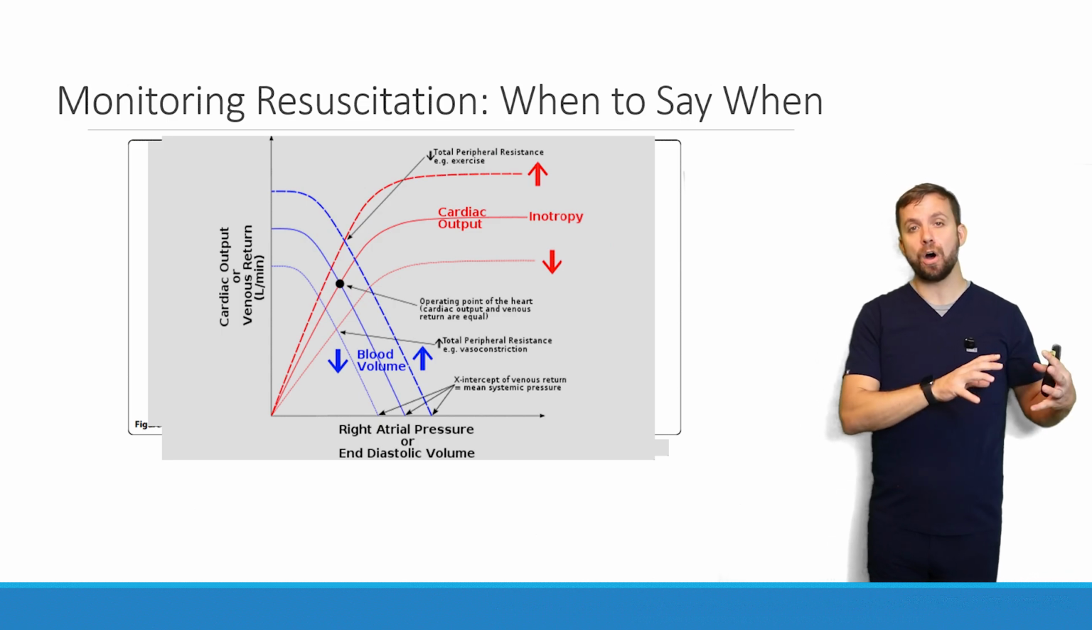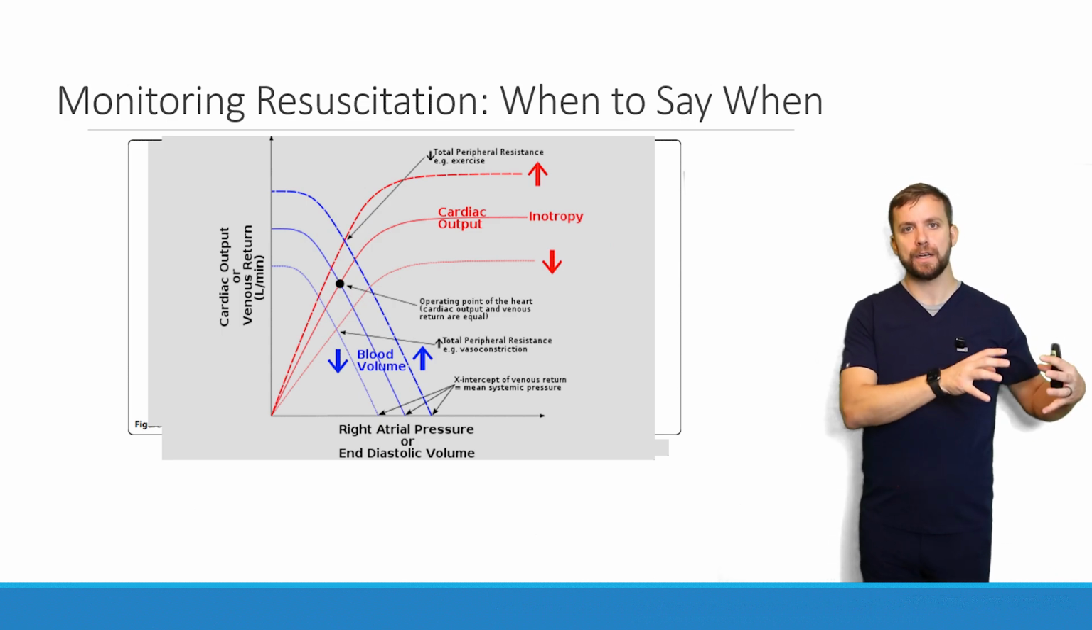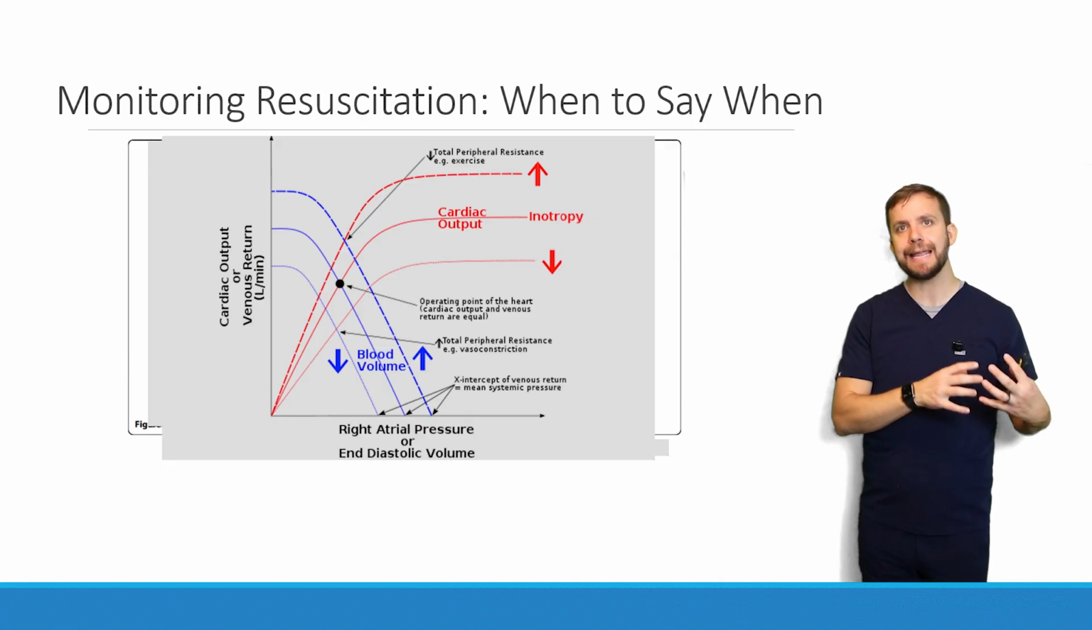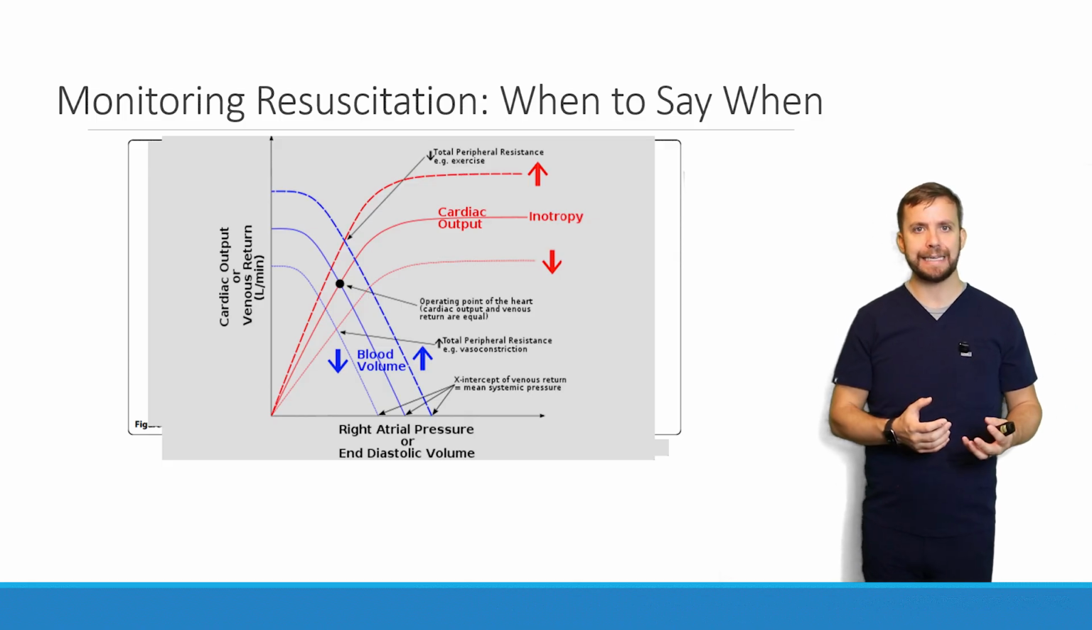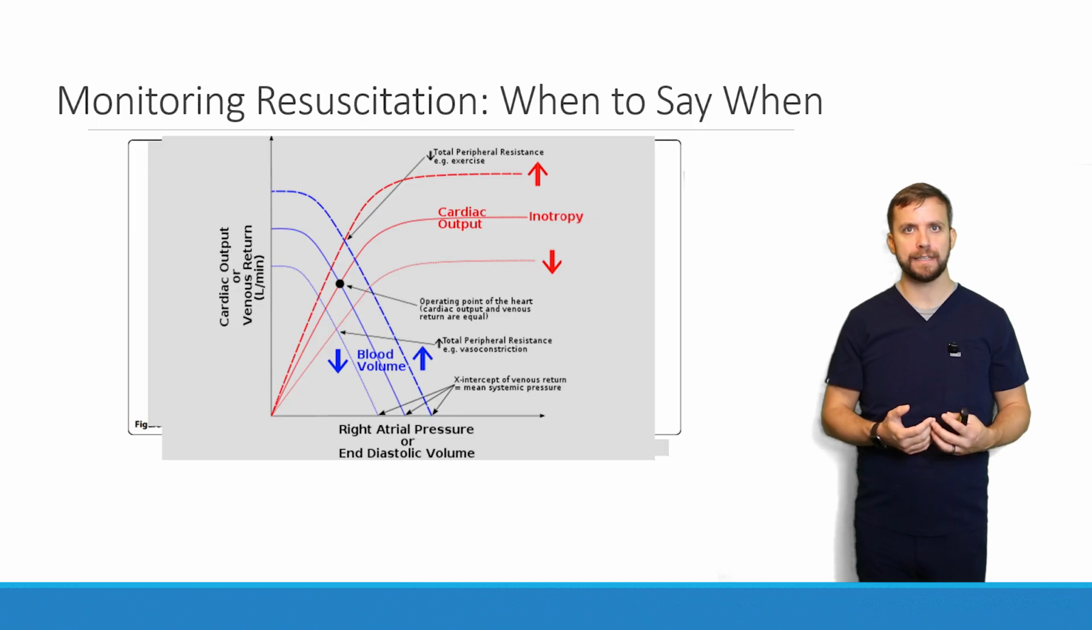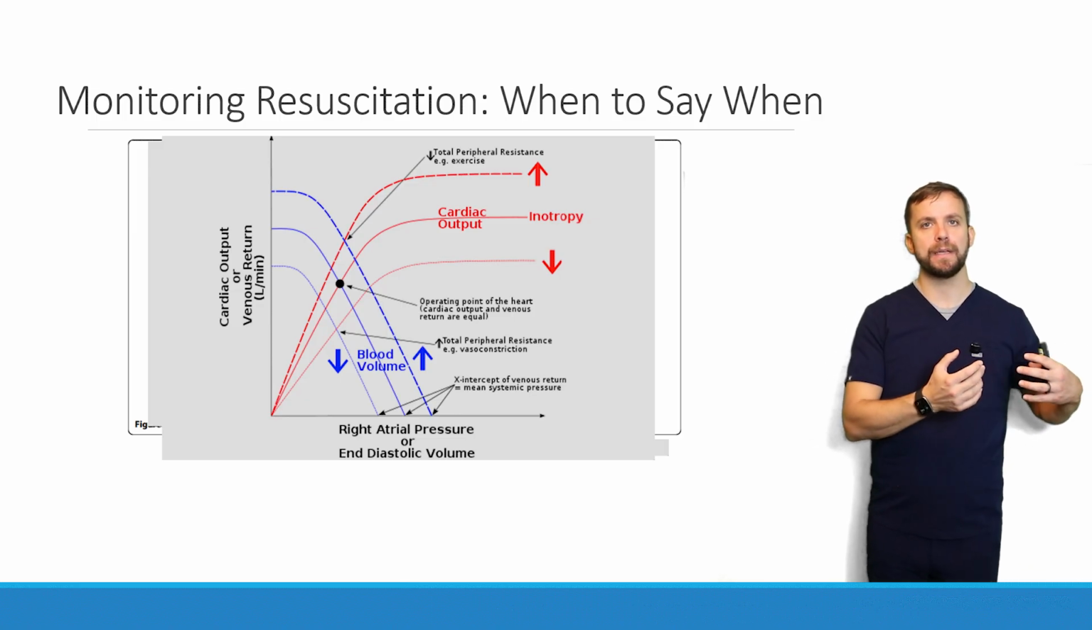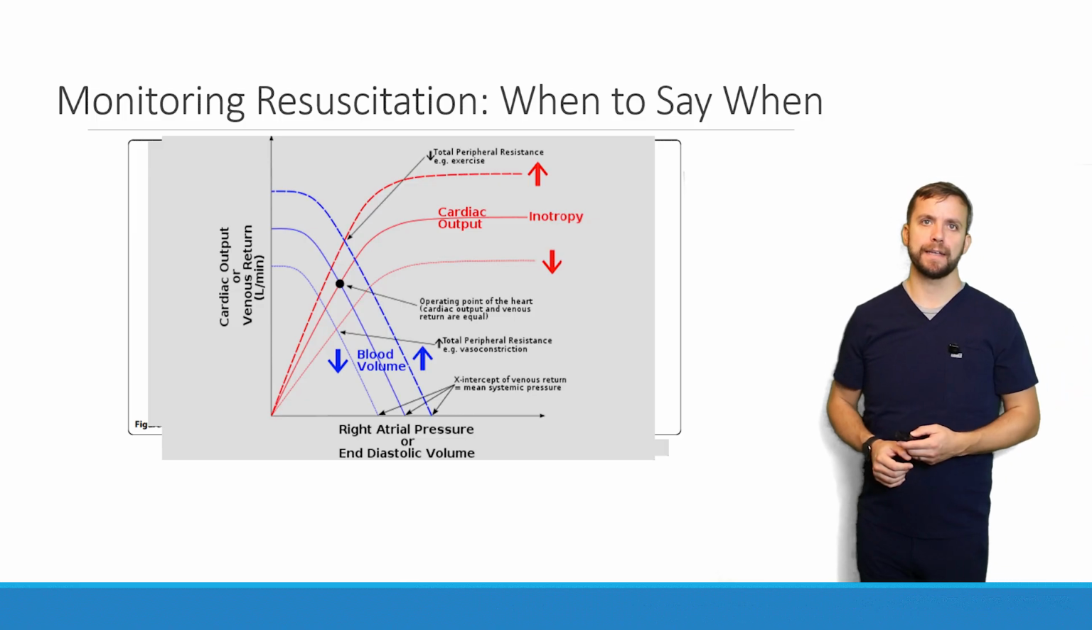So again, this all has to do with the Starling curve, and saying, okay, I think I'm still on the ascending limb of the Starling curve. I think they need more fluids because I'm still trying to resuscitate them. I want to see if they're going to be responsive to the fluid that I give them.